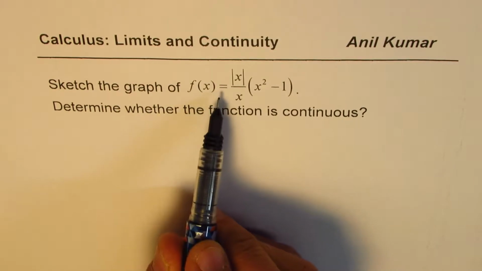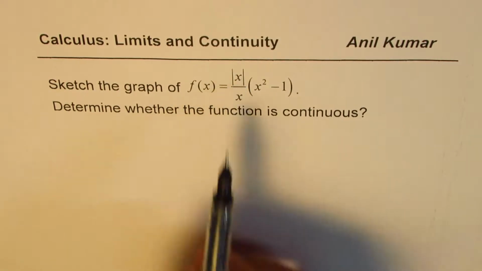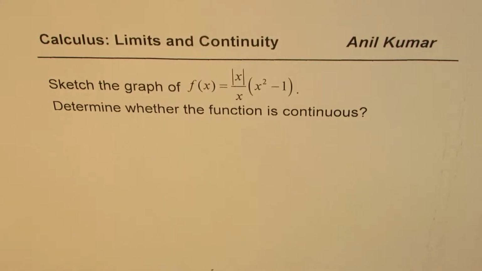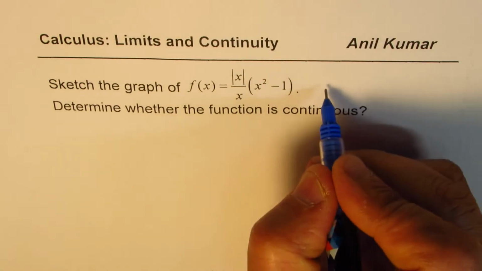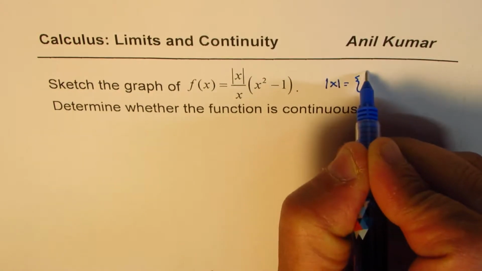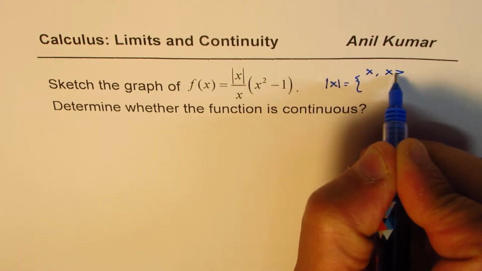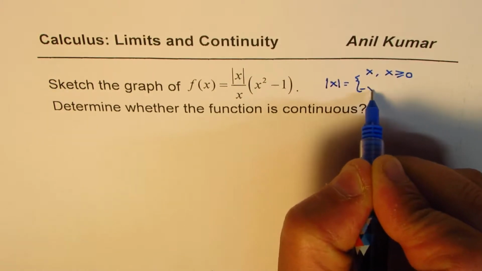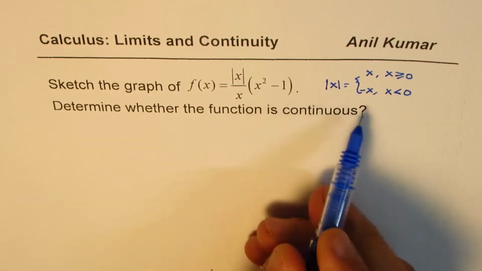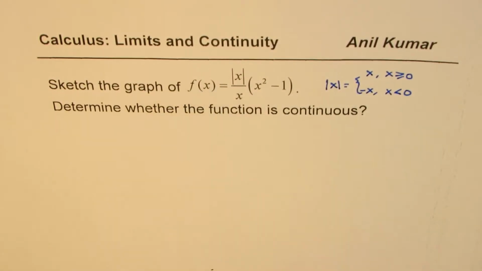We have f of x equals absolute value of x. Now, what is absolute value of x? Well, the absolute value of x can be defined as, let me redefine it here. Absolute value of x is equal to x if x is greater than or equal to 0, and is minus x when x is less than 0. That means we could write this function as a piecewise function, correct?